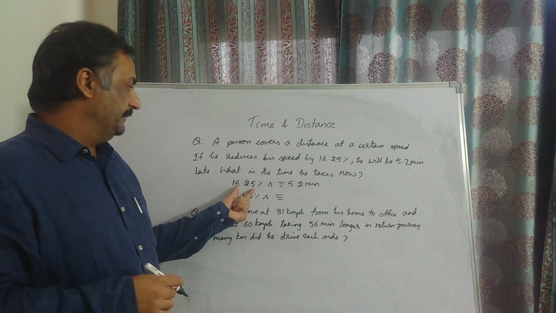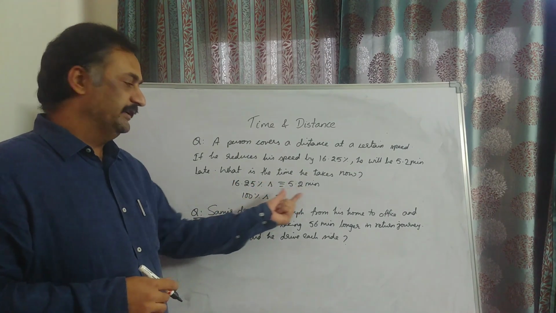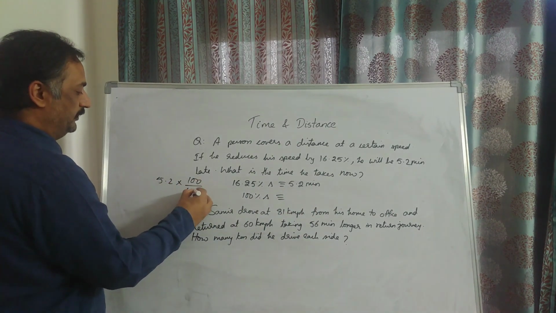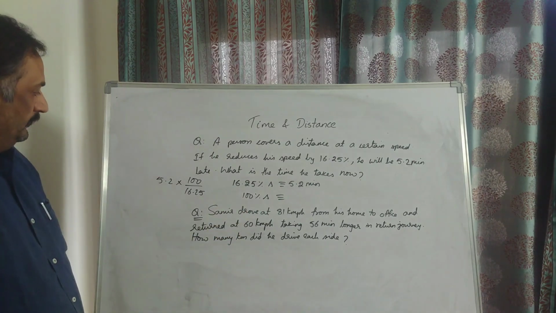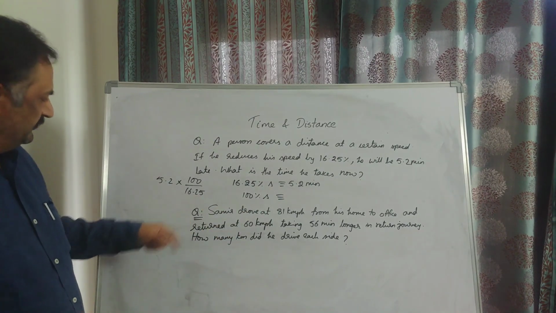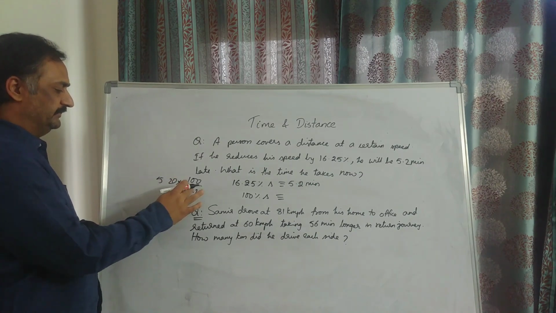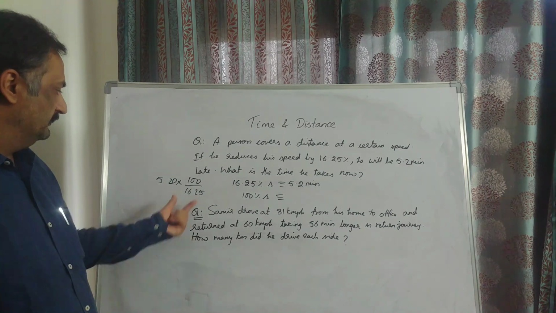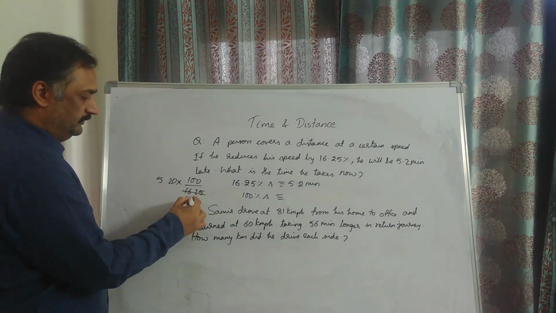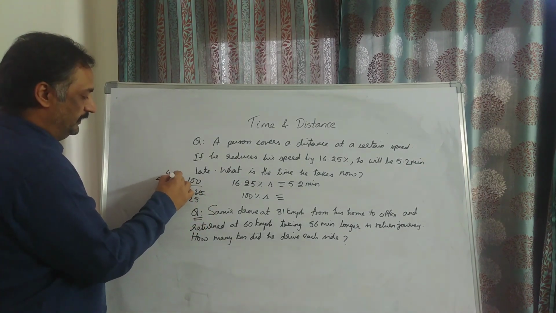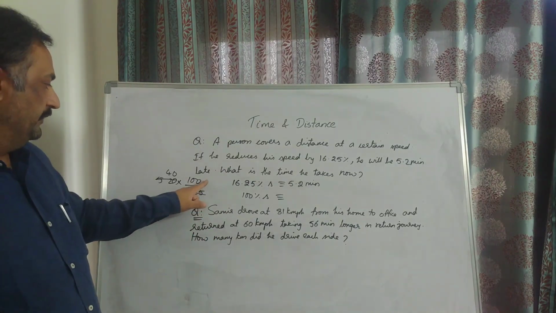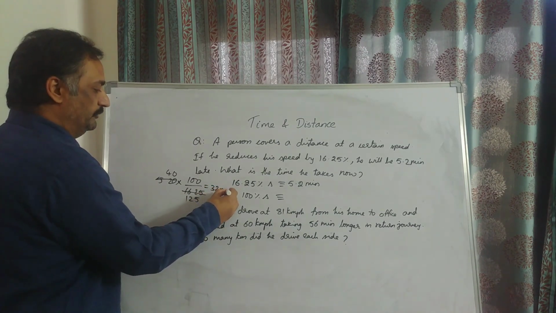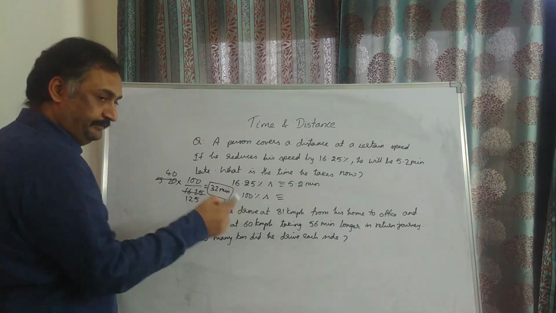So 16.25% is equivalent to 5.2 minutes, 100% equivalent to how much? How can you find out? 5.2 into 100 by 16.25. If you want to remove these decimals, you can say this is 520 and this is 1625. 52 is there, so cut by 13. 13 ones, 13 twos, 13 fives, 13 40s. Your answer is over. 25 fives, 25 fours, 5 eights, so 8 fours, 32. So he takes 32 minutes of travel today.